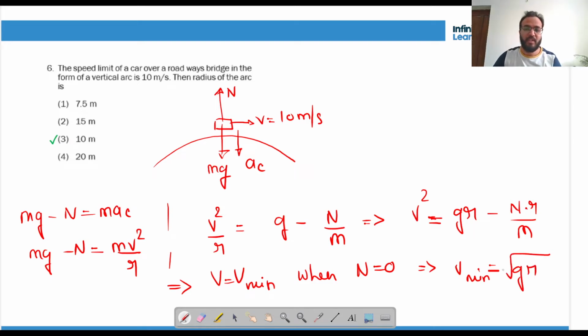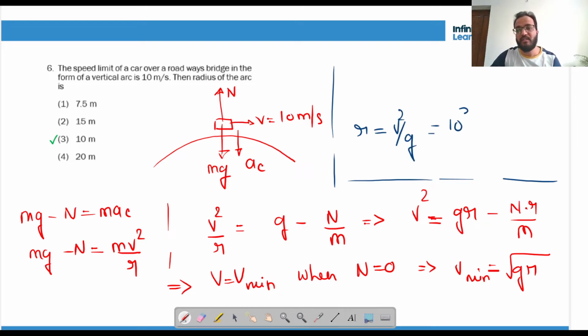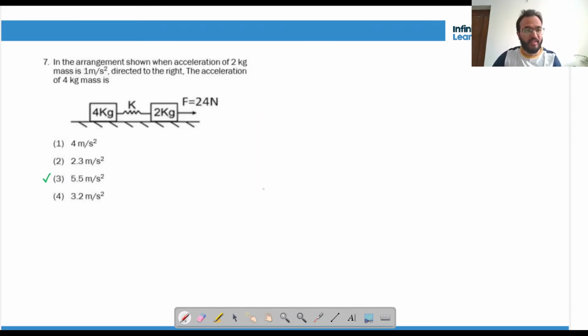Got it? So now using this concept, you can figure out the value of the radius. From here you can say radius is nothing but v square by g, that is 10 square by 10. So the answer is 10 meters. Got it? Now question number 7, let's do it.